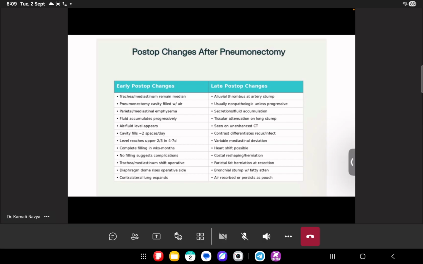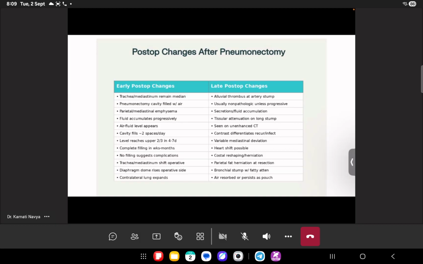Tracheal or mediastinal shift is to the operative side, the diaphragmatic dome rises on the operative side, and the contralateral lung expands. In the late post-op changes, thrombus may be present at the arterial stump, usually non-pathologic unless progressive. Secretions or fluid accumulations might be present. Tissue attenuation at the bronchial stump is usually seen on unenhanced CT. Contrast differentiates recurrence or infection.